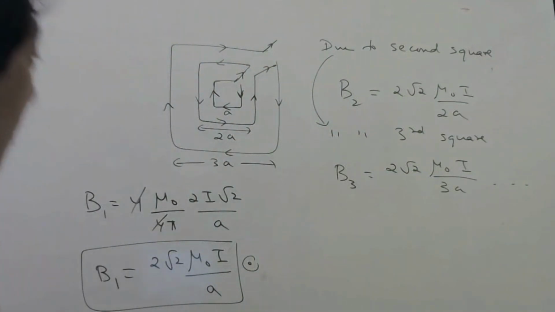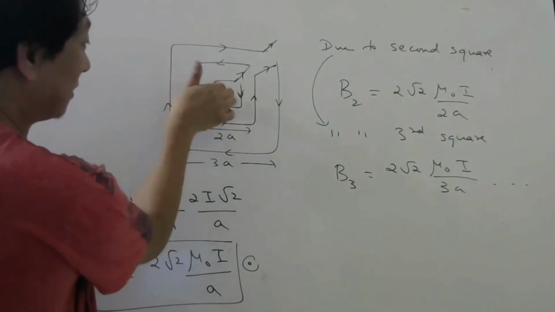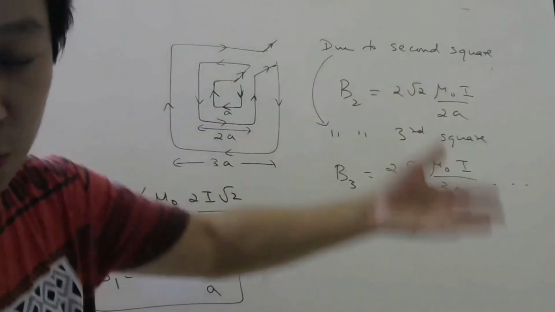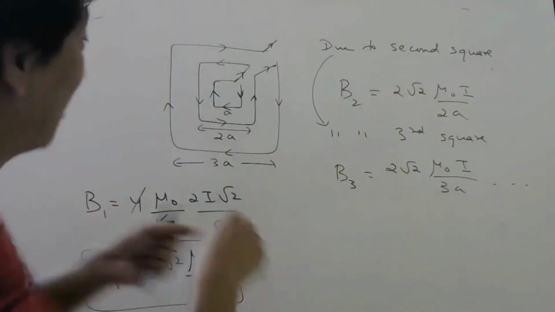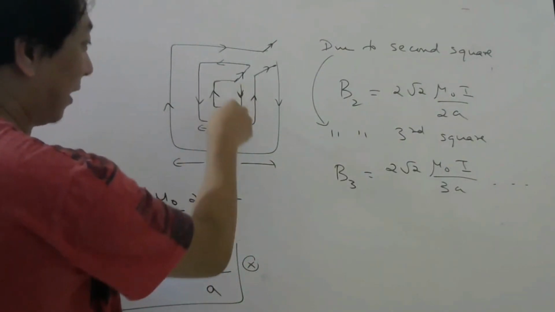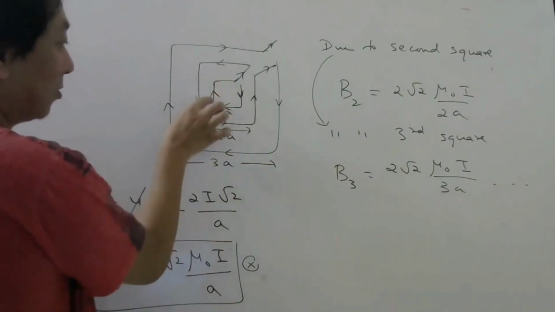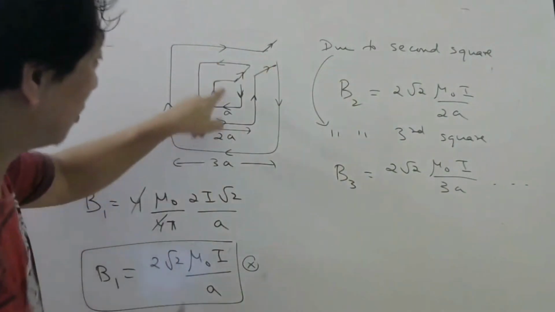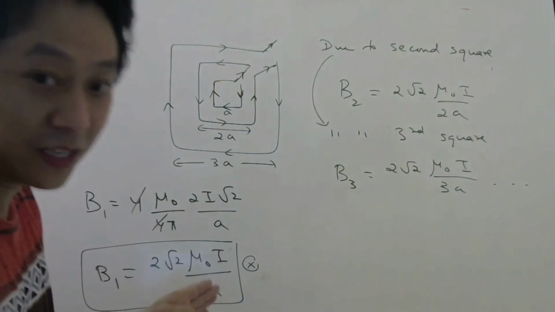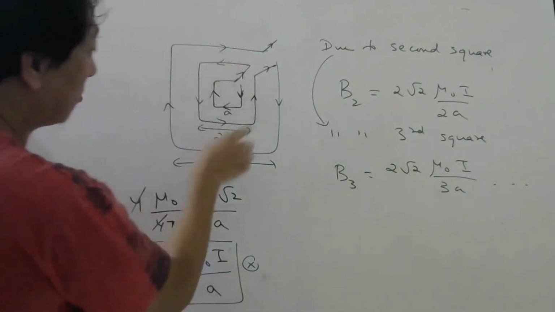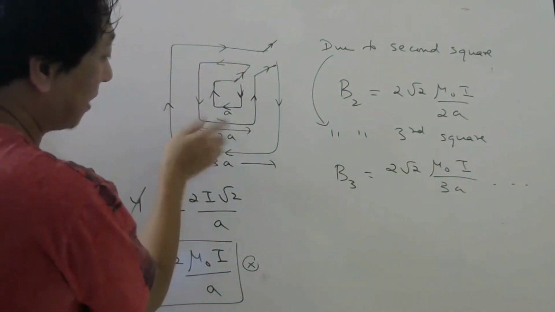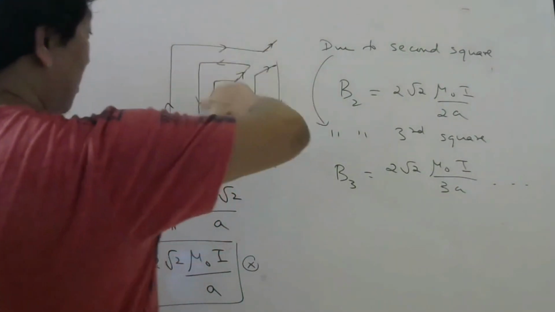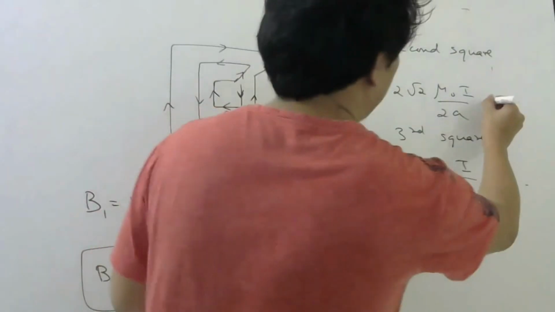So now you can check. Due to this inner part, it is in. The one which I showed is correct only, but the current I took this way is actually going this way. So due to this in, due to this in, due to this also in. So due to the first square, the magnetic field is in. Due to the second square, due to this current, this part you see out. Due to this out, due to this out, due to this out. So this is out.